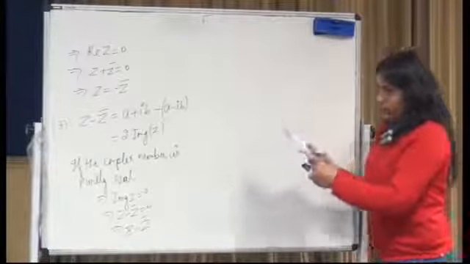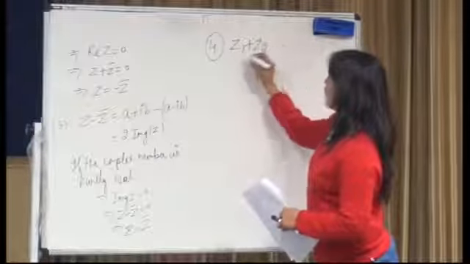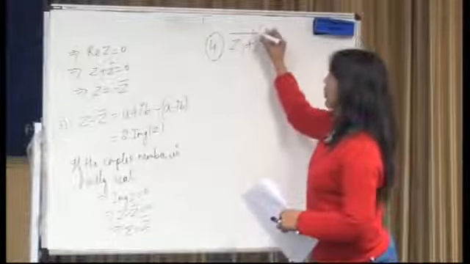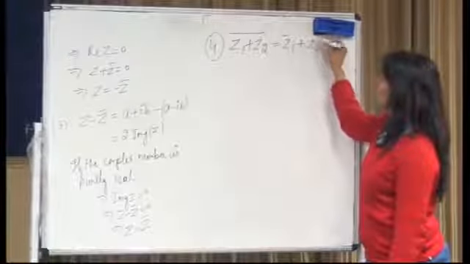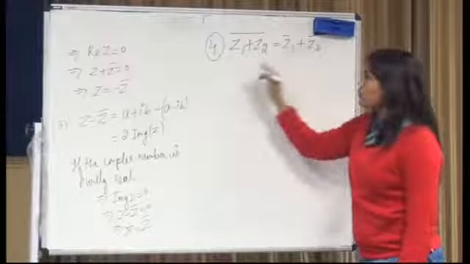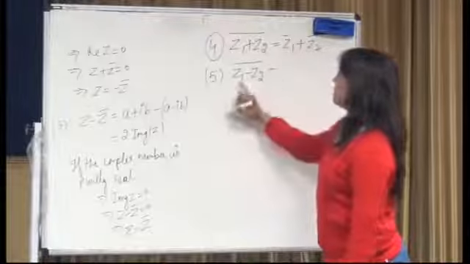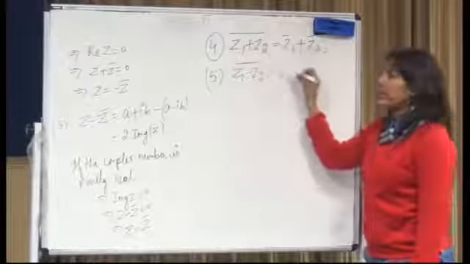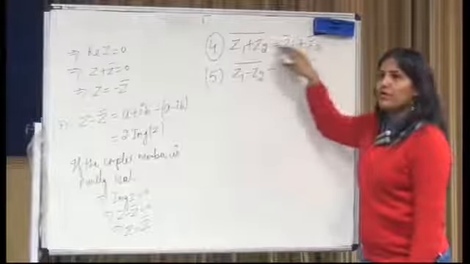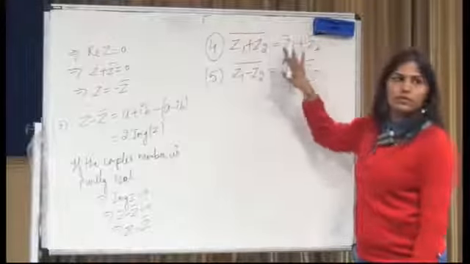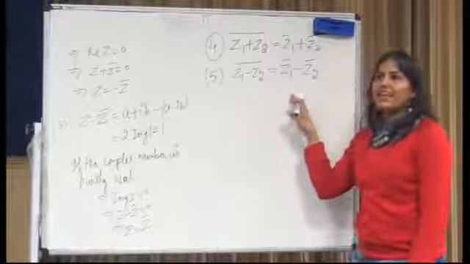Move to the next property now, and that is the sum conjugate. For the conjugate of the addition of two numbers, you separate the conjugates and you add. Fine. This is also a simple one. The fifth one is the subtraction conjugate. The conjugate of the subtraction of two numbers will be conjugate minus conjugate. This is true for any two complex numbers. Don't say, ma'am, give me an example. Any example will fit here.